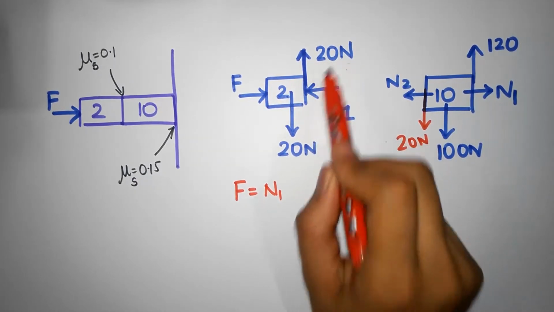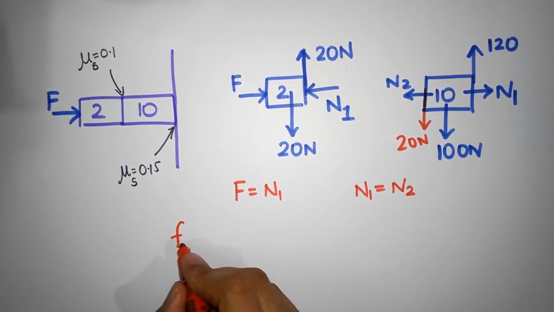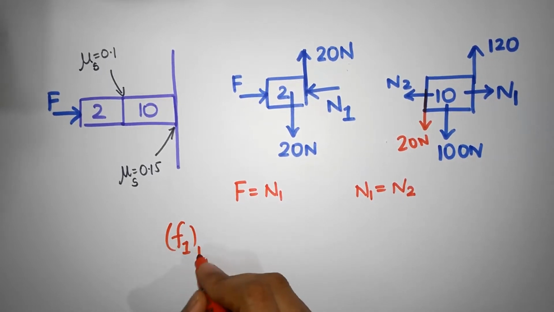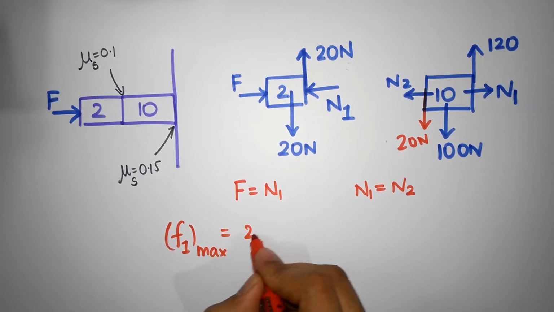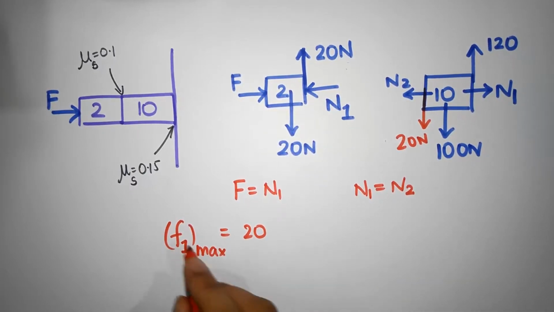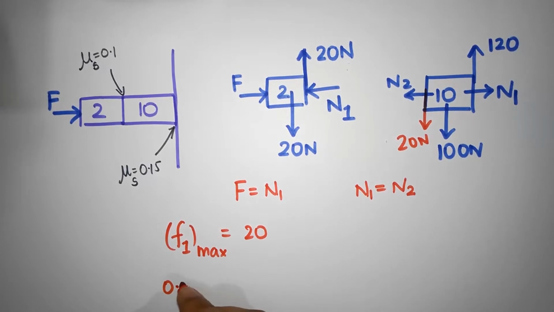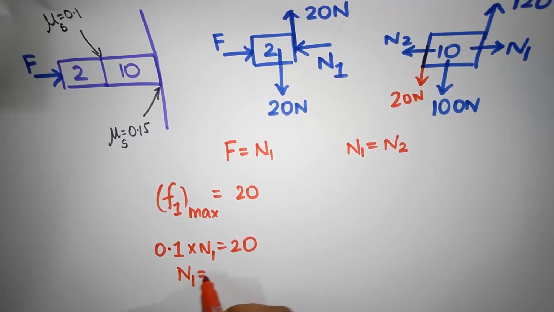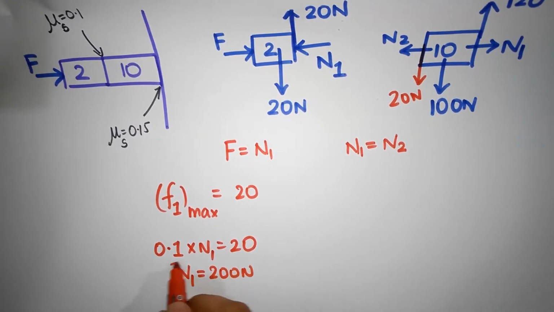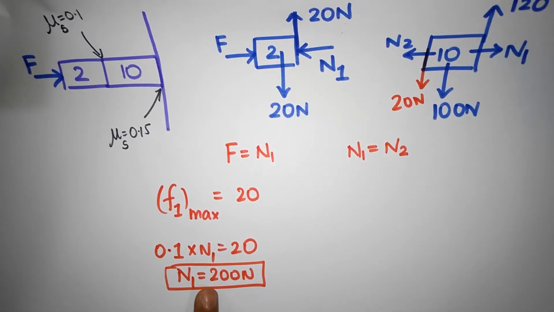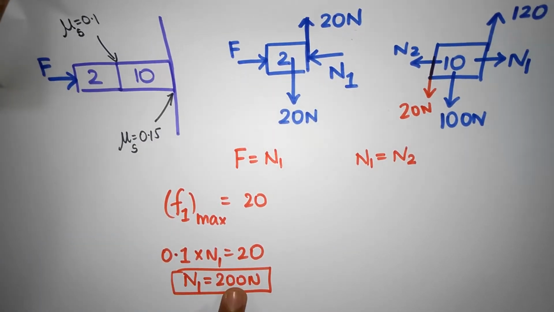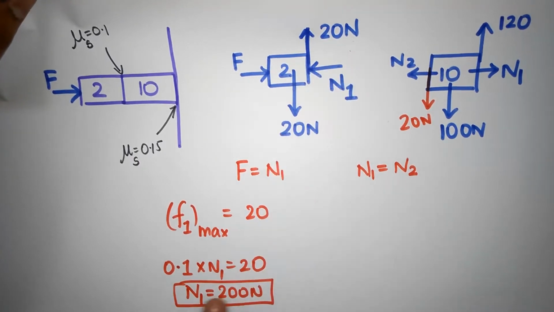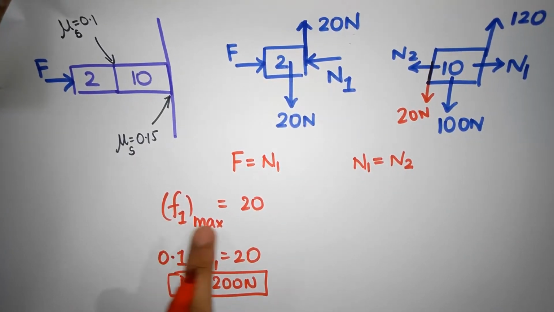So let's see, when does this friction become maximum? I'll call this F1 max. If we call this 20 Newton, then this friction becomes maximum when friction is mu s times N equal to 20. So normal force N1 is 200 newtons. What we have calculated is that if the applied force is 200 newtons, that's when the friction gets maxed out.